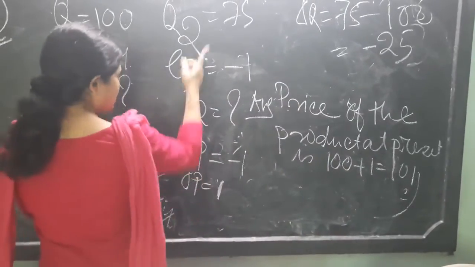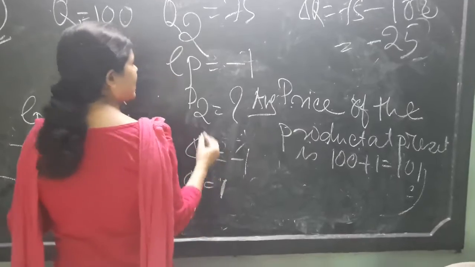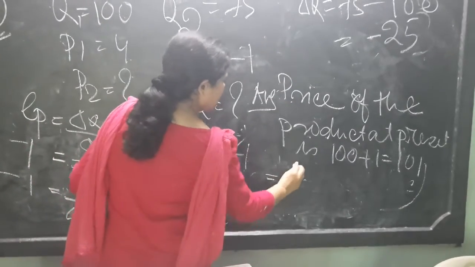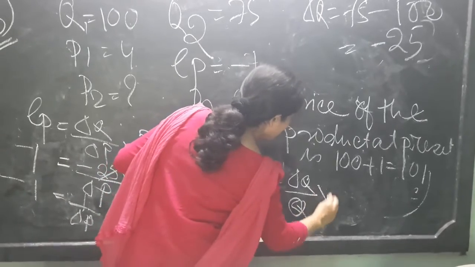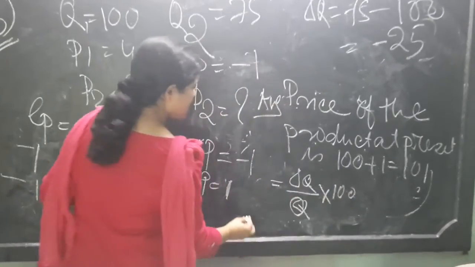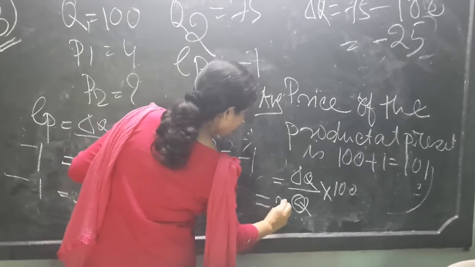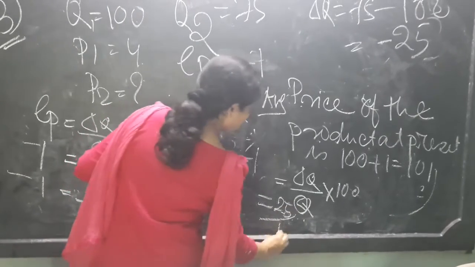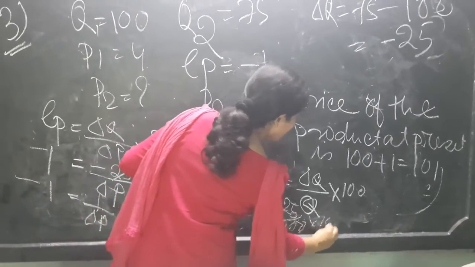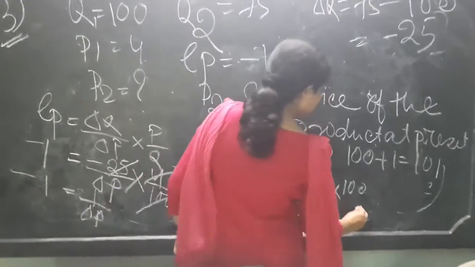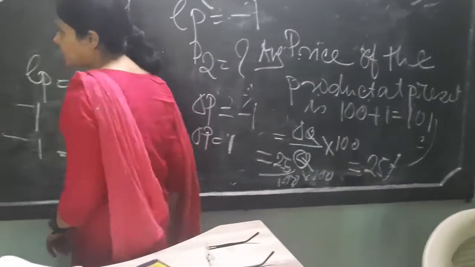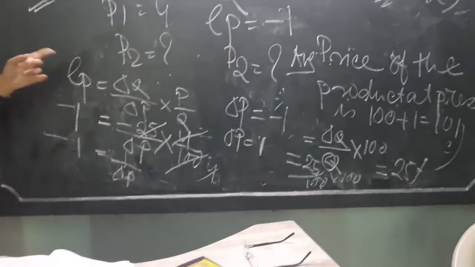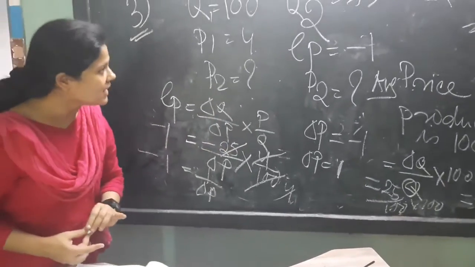Now as a result, what is happening in quantity? What is the change in the quantity? Delta Q by Q into 100. What is delta Q? 25 by Q, 100, into 100. So 25%. The quantity demanded has fallen by 25%.